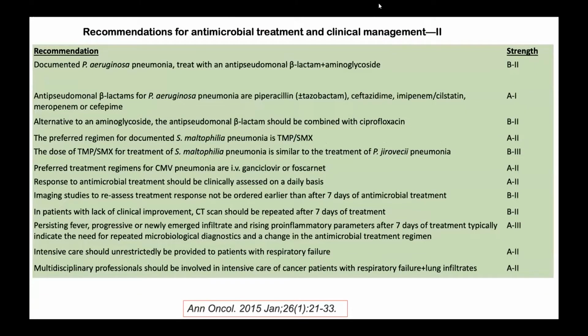For Pseudomonas pneumonia, treatment with an anti-pseudomonal beta-lactam plus an aminoglycoside is recommended. Anti-pseudomonal beta-lactams for Pseudomonas include piperacillin-tazobactam, ceftazidime, imipenem-cilastatin, meropenem, and cefepime. An alternative to an aminoglycoside is a respiratory quinolone such as ciprofloxacin for additional anti-pseudomonal coverage.